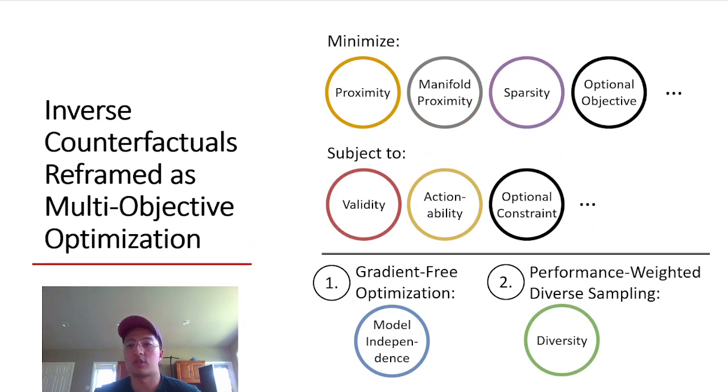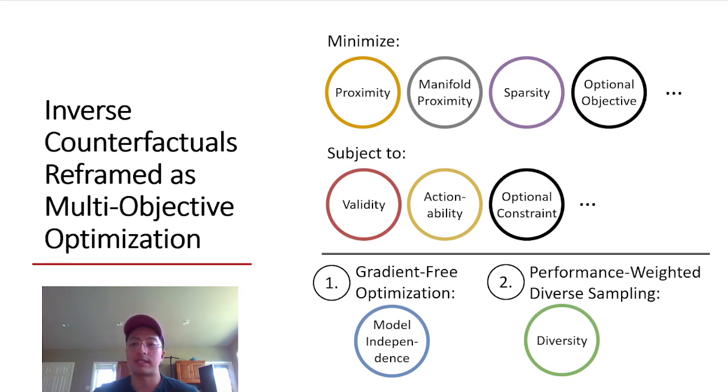So this counterfactual search problem can actually be framed as a multi-objective optimization problem. We have proximity, manifold proximity, and sparsity as objectives that we optimize, while validity and actionability are treated as constraints. To achieve model independence, we can use a gradient-free optimizer such as NSGA2, which we use to solve the problem.